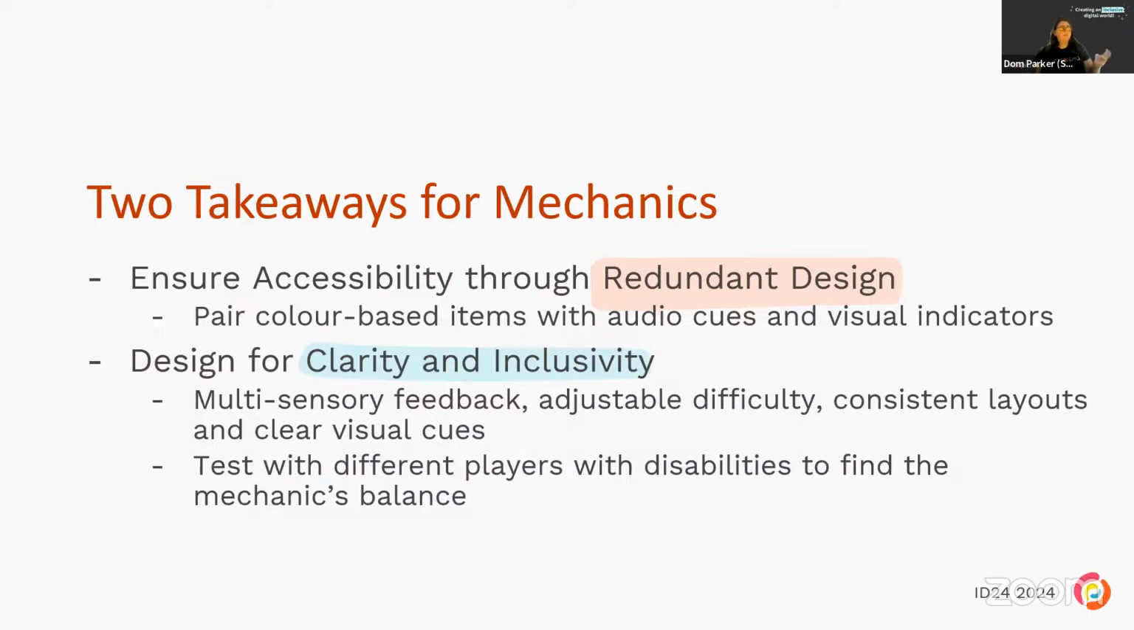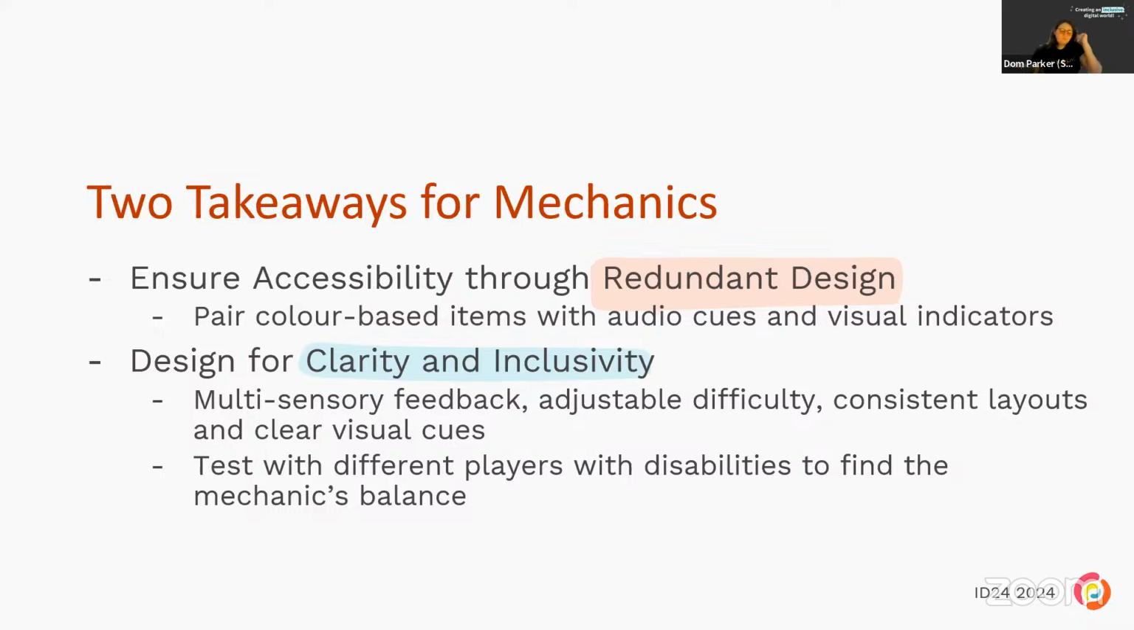And then in terms of the other takeaway, we need to design for clarity and inclusivity. And what that means is, again, we need different indicators. We need multisensory feedback, adjustable difficulty. We need consistent layouts and very clear visual cues. And this can be done through the puzzle solving, the platform challenging, and control customization.